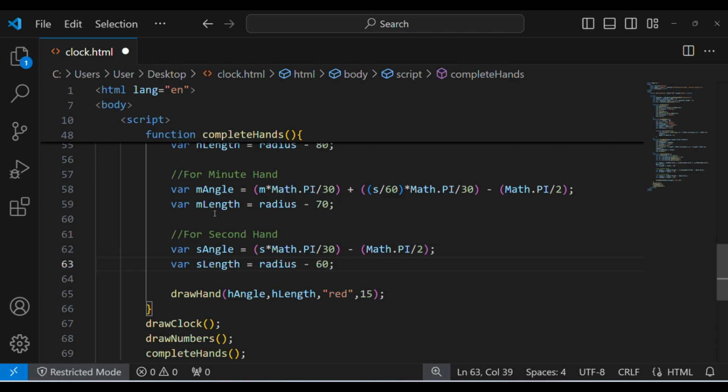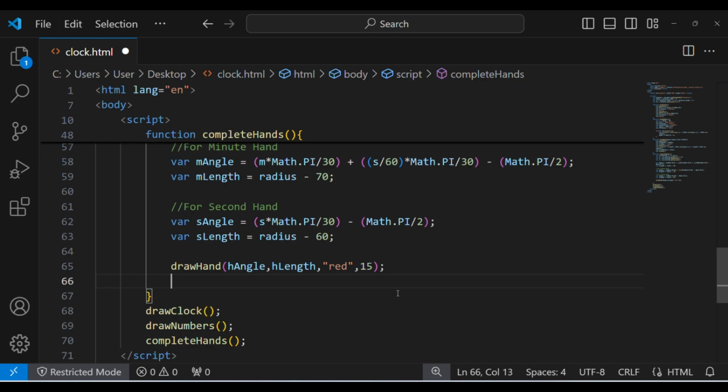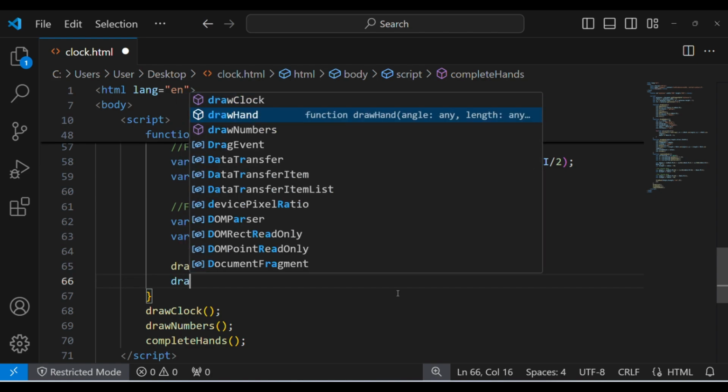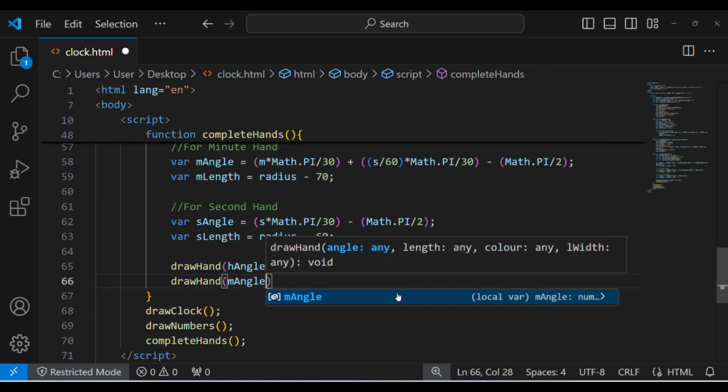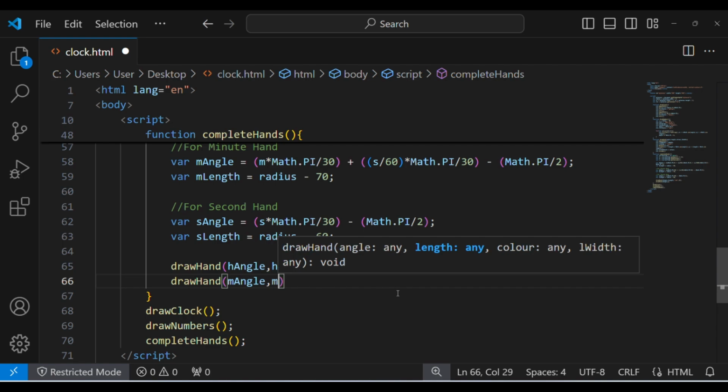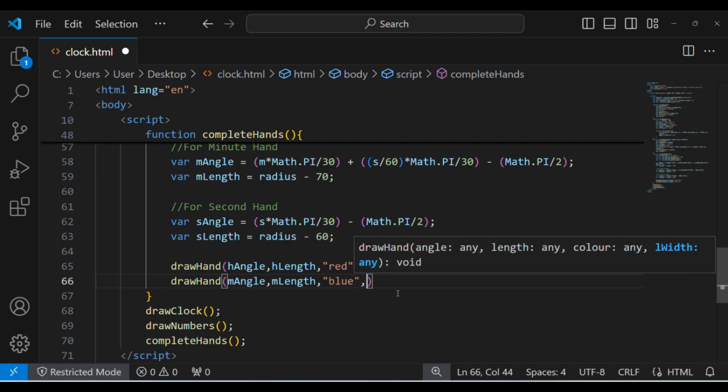We have also given the m length and the s length for the length of the minute hand and length of the second hand. Now to draw the minute hand and second hand, we have to call the draw hand function. So let's call it for the minute hand and second hand, draw hand, and for the minute hand it will be m angle and m length. Then under color, let's say blue, and the line width will be 10 for the minute hand.